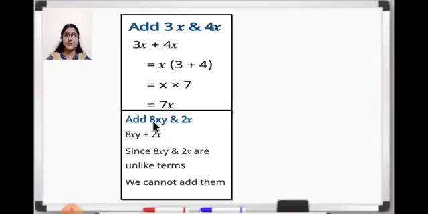algebraic expressions. Now let us take another example. Add 8xy and 2x. Here you can see they have different variables. 8 has xy as variable and 2 has x as variable. So they are unlike terms. When they are unlike terms, we cannot add them, so we'll just keep it as it is, 8xy plus 2x.